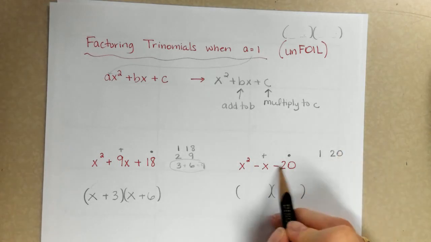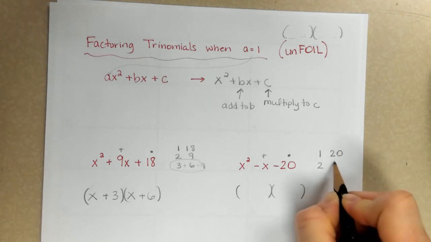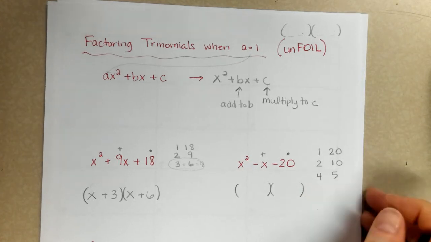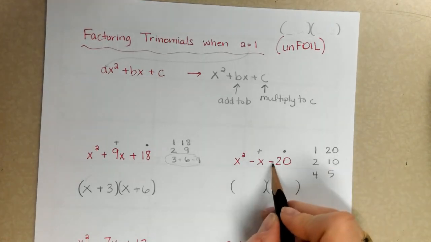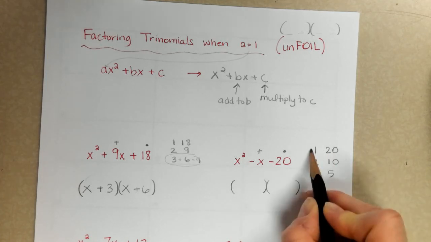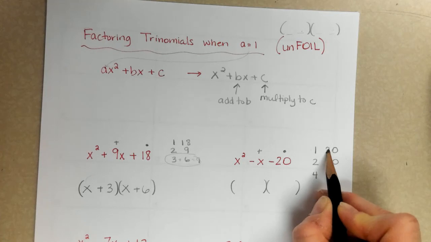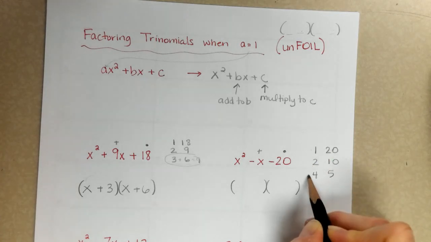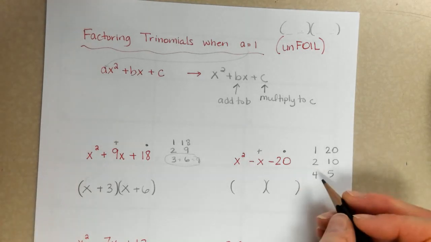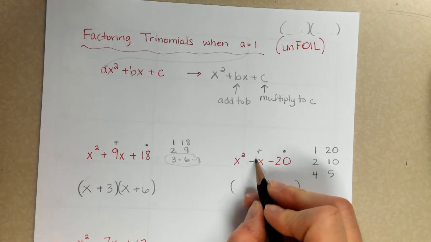So we have 1 times 20, 2 times 10, 4 times 5. Now this time, since 1 needs to be negative, I will think of placing the negative with either the 1 or the 20, the 2 or the 10, the 4 or the 5. Not both, just 1. A positive times a negative makes a negative. So this time I want them to add up to be negative 1.